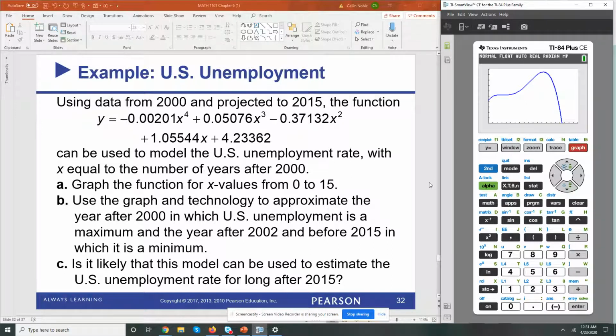Okay, so keep all of this in mind when you're looking at your graphs, that you want to maybe look at that leading term test prior to finding those maximums and minimums.